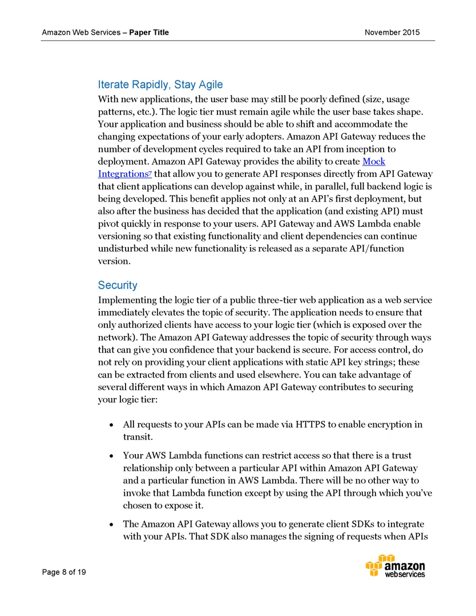Your AWS Lambda functions can restrict access so that there is a trust relationship only between a particular API within Amazon API Gateway and a particular function in AWS Lambda. There will be no other way to invoke that Lambda function except by using the API through which you've chosen to expose it. The Amazon API Gateway allows you to generate client SDKs to integrate with your APIs.